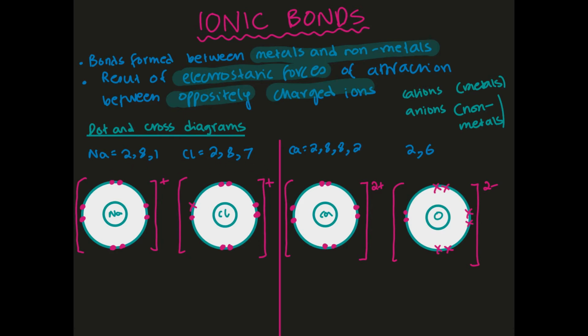So in this case, you can tell that sodium needs to lose one electron to achieve a noble gas electronic configuration, and chlorine needs to gain one electron. So in this case, that's what's going to happen. So this is going to lose an electron, and that same electron will be gained by the chlorine.